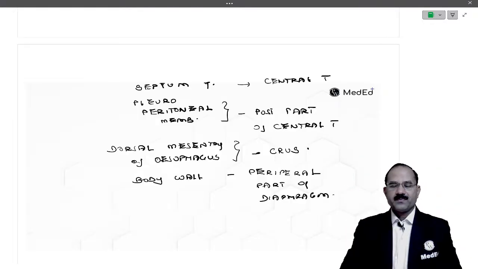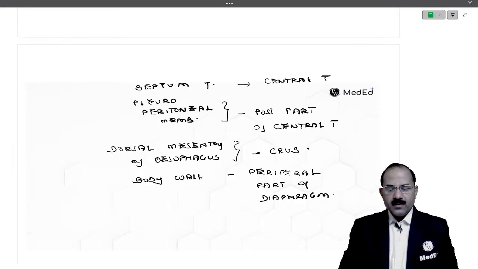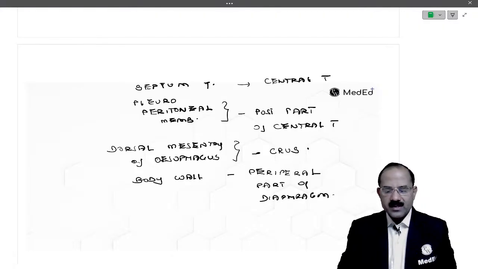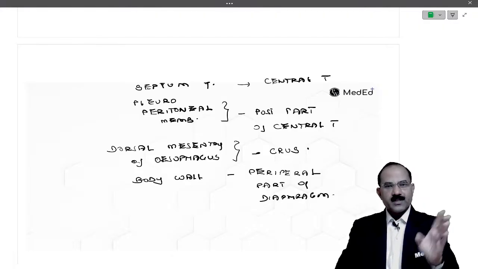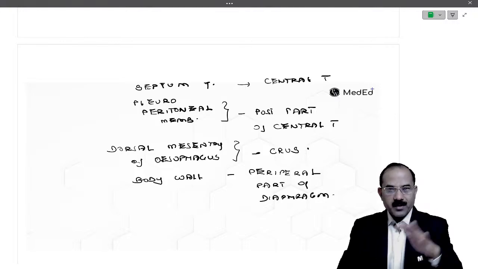Remember that. A quick revision. Yes, very good, Snehajit. Very good. Perfect. Clear? The development of the diaphragm I've covered.